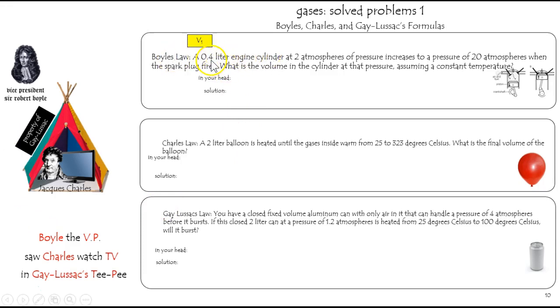As we read it, we will replace these data pieces with letters, right? In this case, that's a volume. A 0.4 liter engine, that's our initial volume, at 2 atmospheres of pressure, that's our initial pressure, increases tenfold to 20 atmospheres. What's going to happen to the volume? Well, it's inverted. If the pressure goes up 10 times, the volume must go down 10 times. The answer will be 0.04 liters.